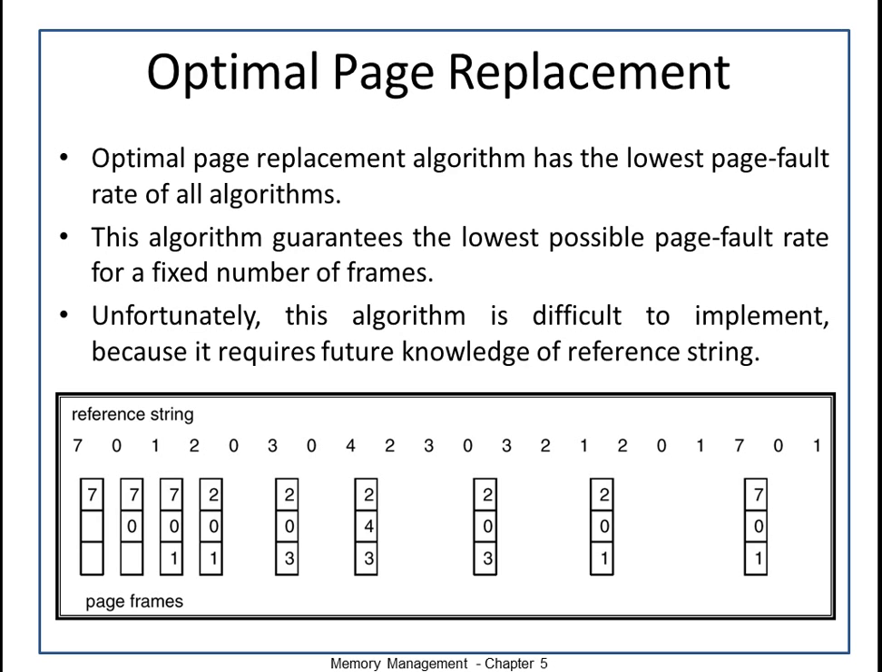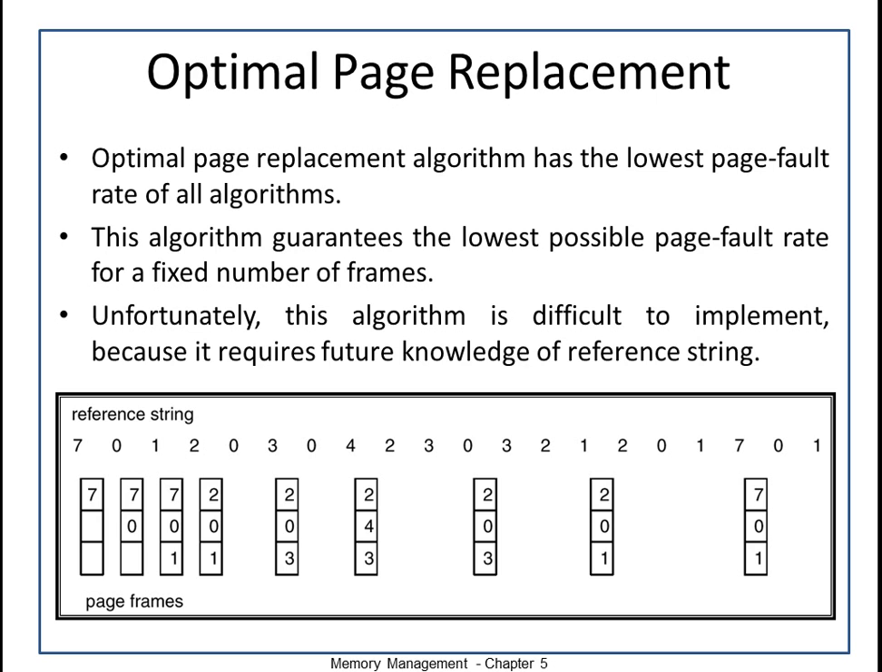After that 0 is not there in the main memory. So again page fault for the 0. So 0 page will be stored at the second free frame. Again the next page is 1. So 1 is not there in the main memory. So again page fault for page 1. So it will be stored at the third free frame.